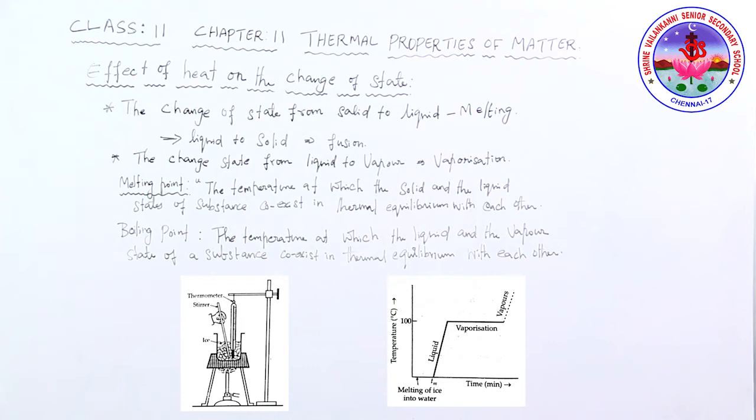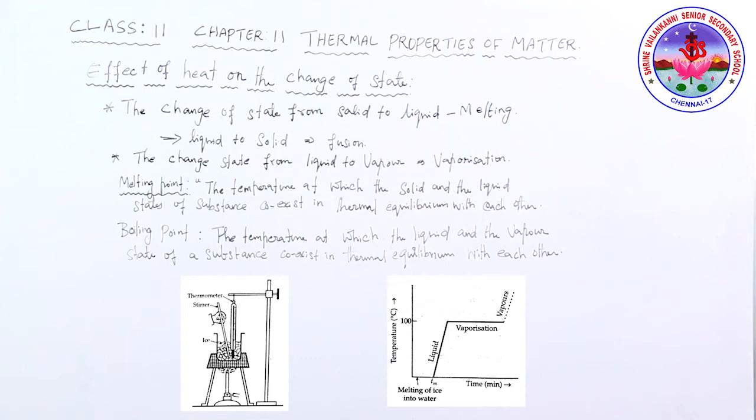Right. Now, you must know the melting point and the boiling point. The melting point is the temperature at which the solid and the liquid state of the substance coexist in thermal equilibrium with each other. It is a characteristic of the substance, but it also depends on the pressure. The normal melting point is at standard atmospheric pressure.